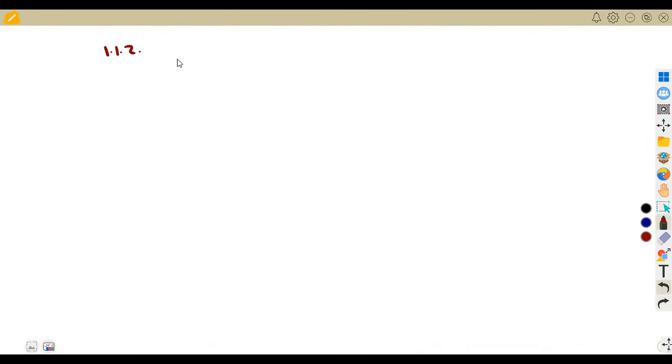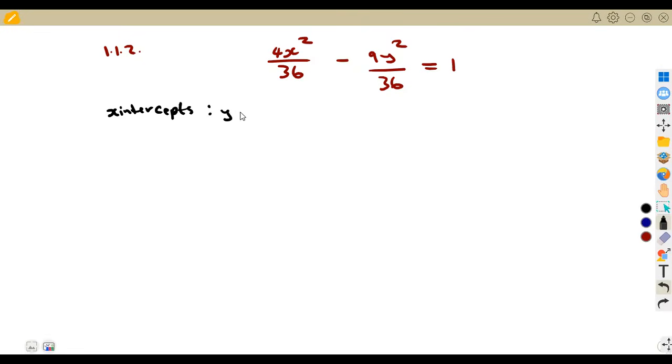I want you to see what is going to happen on this. We are given 4x squared over 36 minus 9y squared over 36, which is equal to 1. So let us determine, as usual, our x-intercepts, all right? We have our x-intercepts on the condition that y must be equal to 0. With y equal to 0 here, we have 0 squared, which is definitely 0. So I'm just left with 4x squared over 36 equal to 1 over 1.